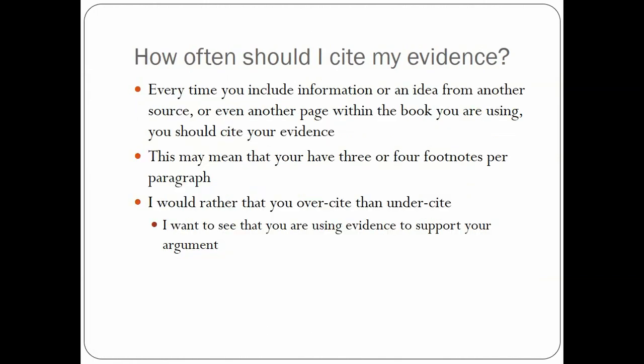Now, how often should you go ahead and cite that evidence? So every time you include information or an idea from another source, or even from another page within the book that you're using, you should go ahead and cite your evidence. Now, this may mean that you have 3 or 4 footnotes per paragraph, so it can feel like a lot. It can feel like you've got all these footnotes everywhere in your paper, but that's okay. I would rather see you overcite than undercite. I want to see that you're using evidence to support your argument. I want this to be really clear in your paper.